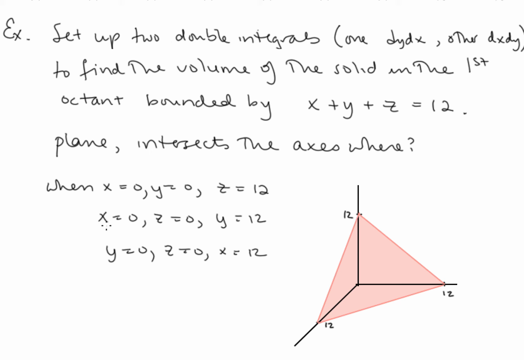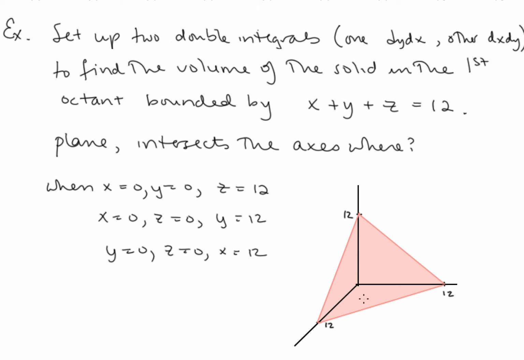Similarly, if x and z are 0, y must equal 12. When x is 0 and z is 0, y is equal to 12, so we're intersecting here. And when y and z are 0, x is equal to 12. We're intersecting here. So again, to find out where we're intersecting the axes, we set two of the variables equal to 0 and solve for the third. So now we can see that this is the surface under which we are finding the volume.